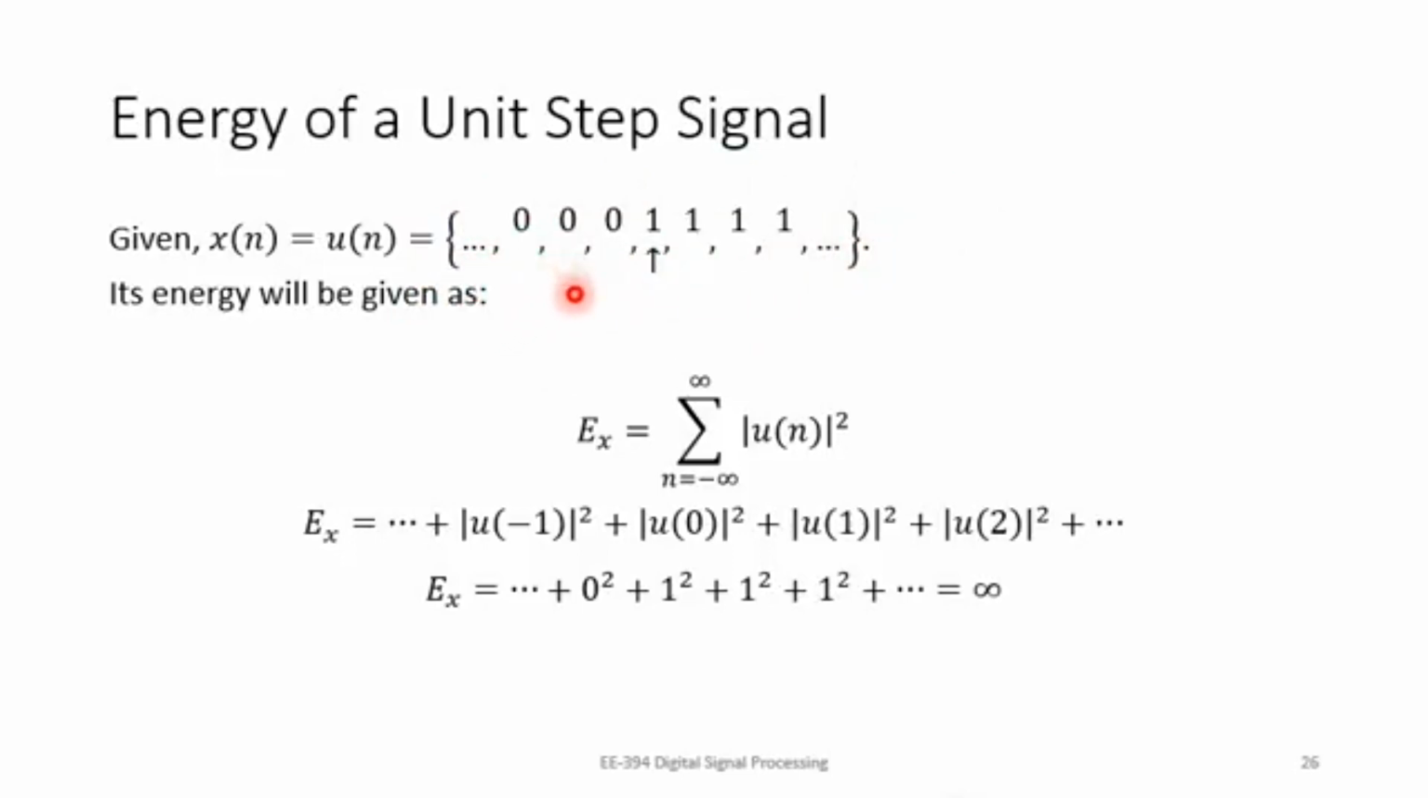Take the square of all these values. So 0 remains 0, 1 remains 1. Now the last step is to take the sum of all the values from minus infinity to plus infinity.